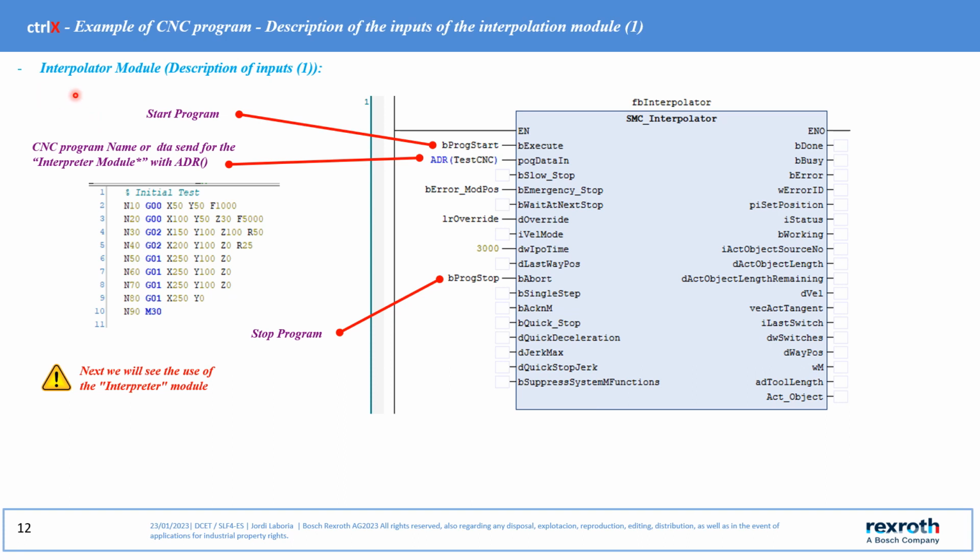Description of the interpolator inputs. In the image, we can see the bit for the start of the program, the one for the stop of the program, and very importantly, the one for the assignment of the machine program that we will want to execute, that must be used with ADR to be interpreted correctly. This last input may vary when using a program for the PC or from ctrlX core, since the way to make the call is strictly different.